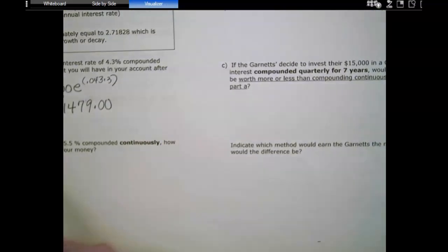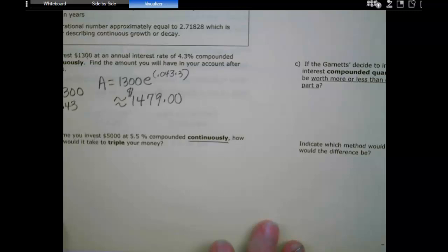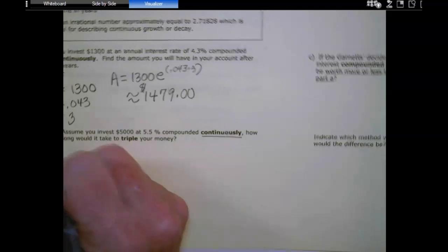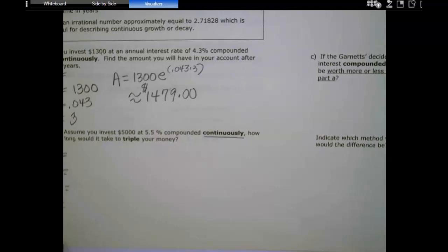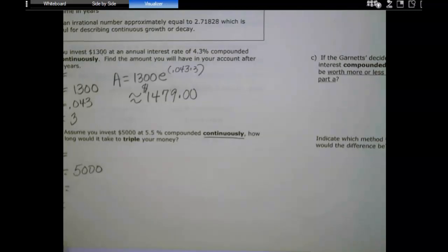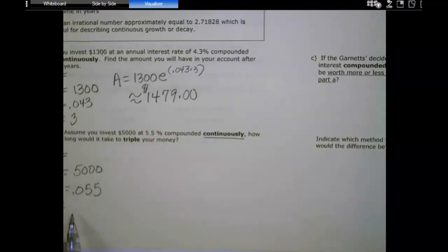All right, number 2. So again, I see the word continuously, so I know I'm using the A equals PE to the RT, the PERT. So I need A, P, R, and T. So I invest $5,000 at 5.5%. It's compounded continuously. I want to know how long would it take to triple your money. So do I know the T? No. I don't. But if I start with 5,000 and I'm tripling it, how much do I end up with?